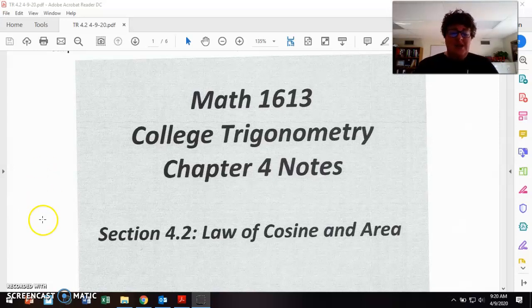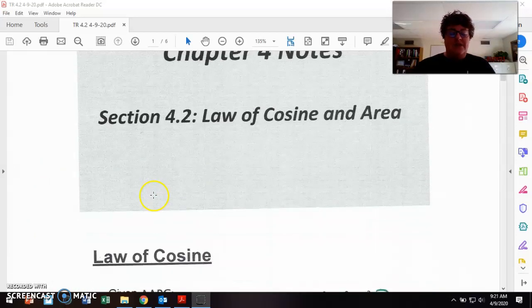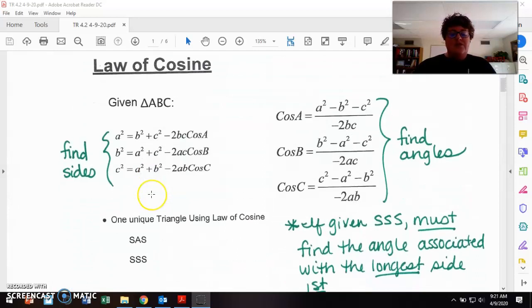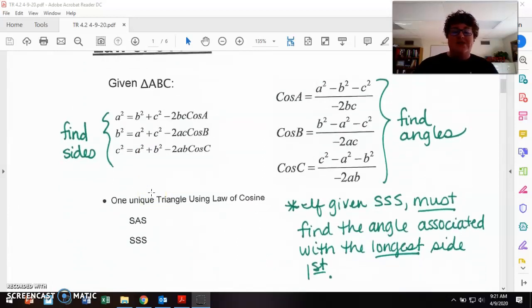So, okay, today we want to look at the law of cosines and area. Law of cosines is for when you have side, angle, side, or side, side, side. So if you have side, angle, side, that means that you are going to find a side first that corresponds to the angle that you're given. So you would use the formulas on the left if you have side, angle, side.